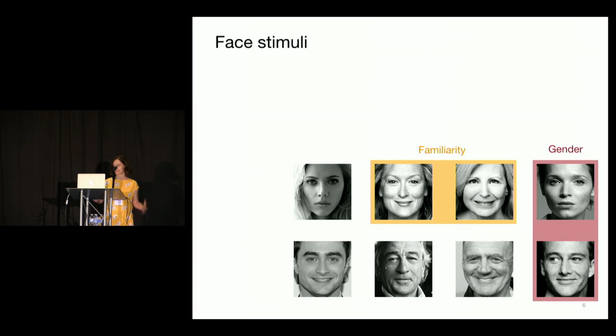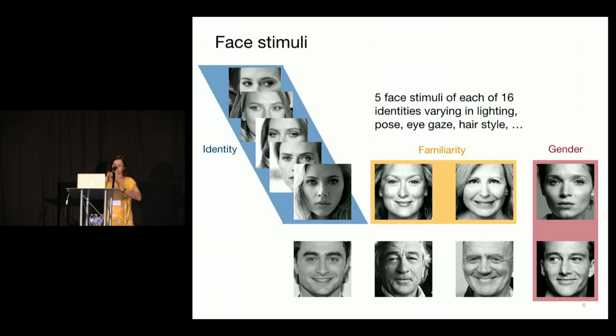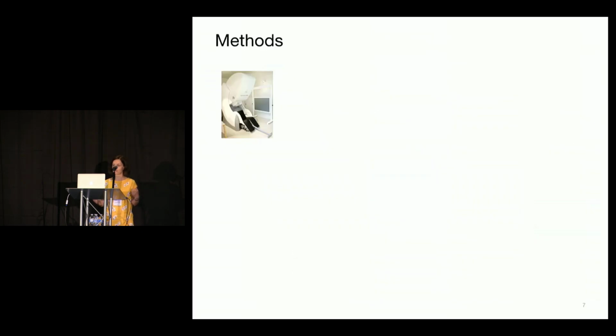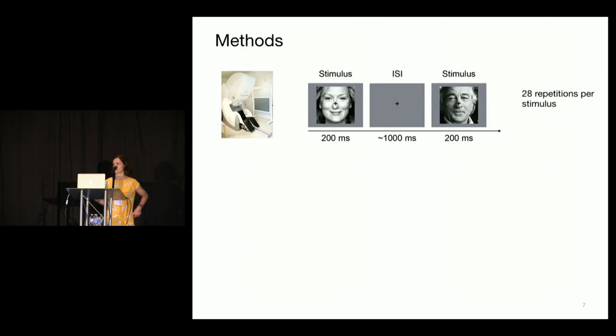Then we selected 5 different images for each of these identities that would bring a lot of variation in the images, like in lighting, pose, eye gaze, hairstyle, and so on. In total, these were 80 images. We presented them in the MEG to our subjects and asked them to perform a one-back image task. They had to press a button whenever the same image was repeated twice in a row. So we intentionally did not direct their attention to identity, gender, or any of these dimensions. It's really on the image.